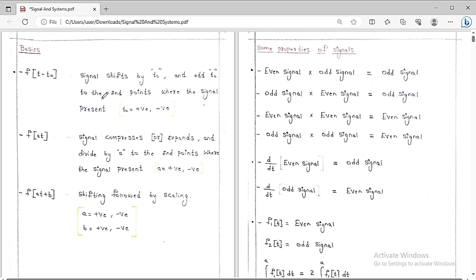So basically here, suppose there is some original signal f(t). Suppose you want to do the operation f(t - t0). This is a standard notation. Always you write this standard notation: f(t - t0). The signal is going to shift by t0.